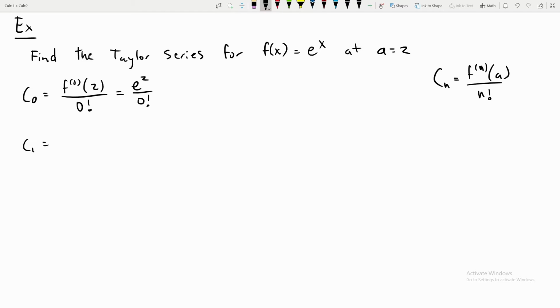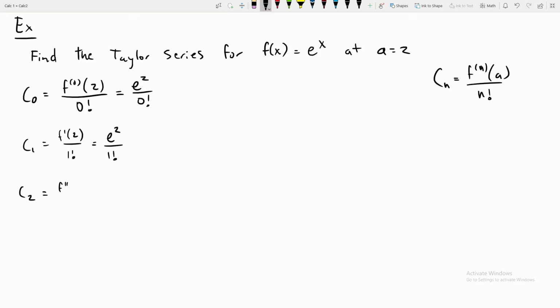Now on to the next coefficient for C1. Now we want to compute the first derivative at 2 and divide by 1 factorial. Well, the first derivative of e to the x is just going to be e to the x, but we want to compute it this time at x equals 2. So it'll be e squared, and then we want to divide by 1 factorial.